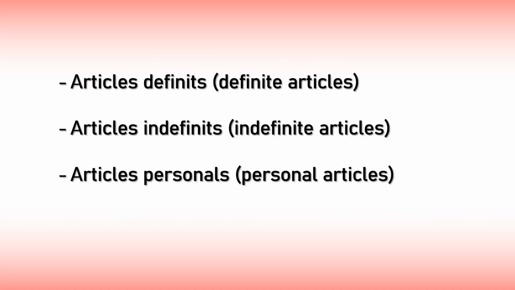In Catalan, there are three types of articles. The first one are definite articles, secondly indefinite articles, and lastly personal articles. In Catalan you say articles definits, articles indefinits, and articles personals.